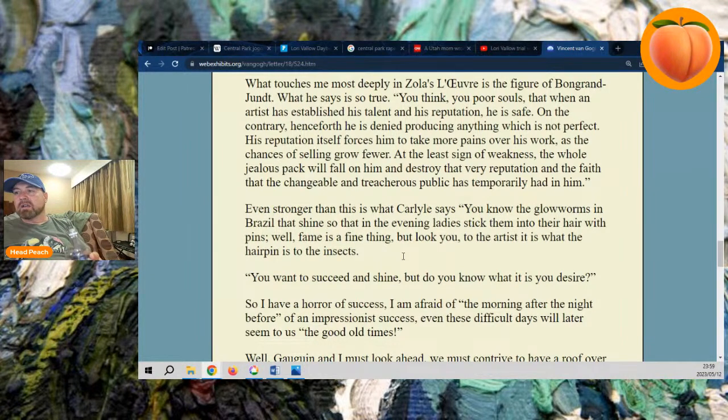Anyway, so he goes on to say, what touches me most deeply in Zola's book is where he says, you think, you poor souls, that when an artist has established his talent and his reputation, he is safe. On the contrary, henceforth he is denied producing anything which is not perfect. His reputation itself forces him to take more pains over his work as the chances of selling grow fewer. At the least sign of weakness, the whole jealous pack will fall on him and destroy that very reputation and the faith that the changeable and treacherous public has temporarily had in him.